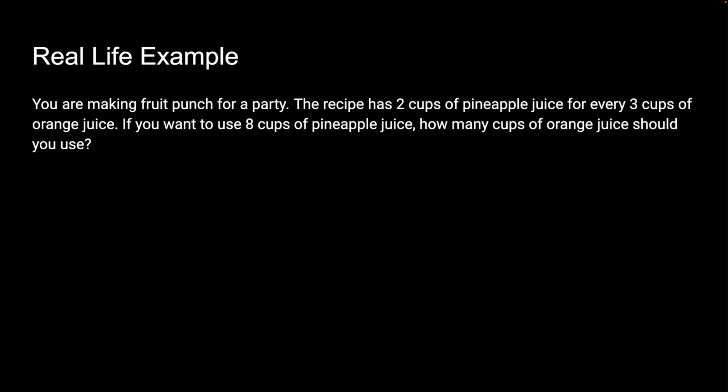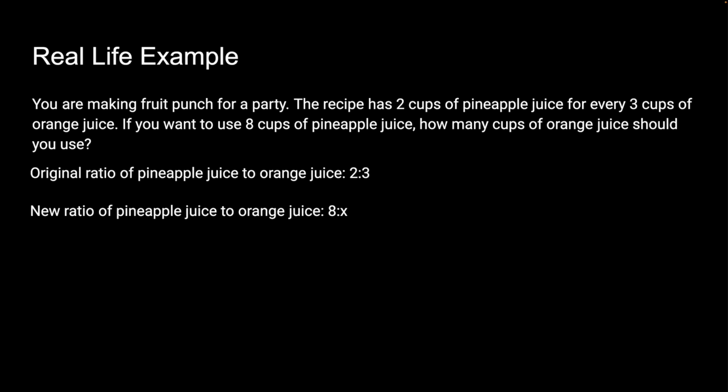The first thing you want to do is model the situation using ratios. So the original ratio of pineapple juice to orange juice is 2 to 3, and the new ratio of pineapple juice to orange juice that we need to make is 8, because there's 8 cups of pineapple juice, to x, since we don't know how many cups of orange juice to use right now. So what you want to do now is create an equation. So we can write that 2 to 3 is equal to 8 to x, and we need to figure out what the value of x is.